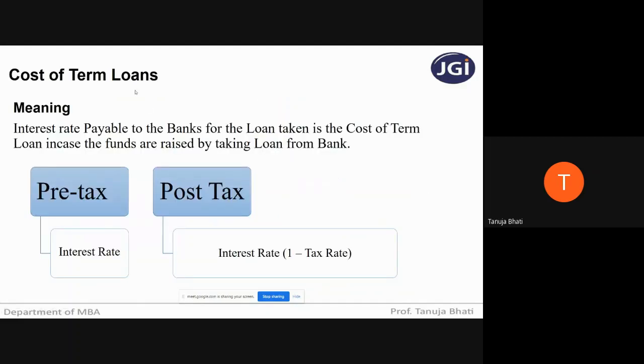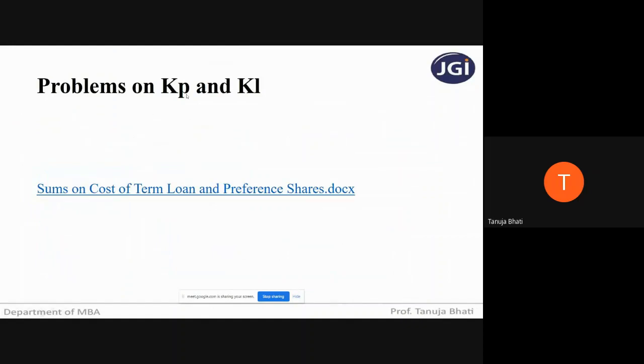Next, we see the cost of term loans, pre-tax and post-tax. Remember students, cost of term loans is denoted by KL, where K is your cost and L is the cost of raising the finance through loans. If it is pre-tax, the cost of term loans, that is KL, will be the interest rate. Similarly, if it is post-tax, the cost will be interest rate in the bracket 1 minus tax rate. So this was a quick revision of what we covered in lecture number 18. Now let us see problems on KP, that is cost of preference shares, and KL, that is cost of term loans.